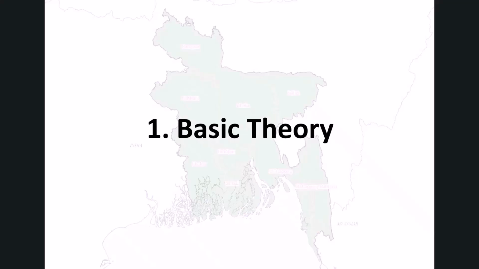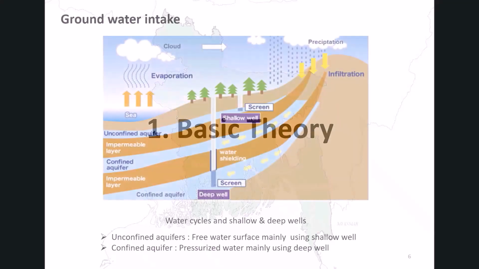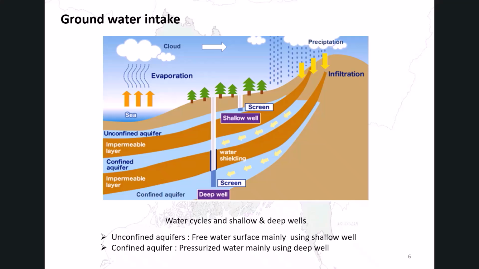The first agenda, basic theory. This diagram illustrates water cycle of groundwater. The upper portion represents unconfined water, while the lower portion represents confined water. Generally, unconfined water is found in shallow wells and confined water in deep wells. As shown here, water first evaporates from the ocean, forms clouds, then falls as rain onto land. This rainwater then enters the groundwater system, completing the hydrological cycle.